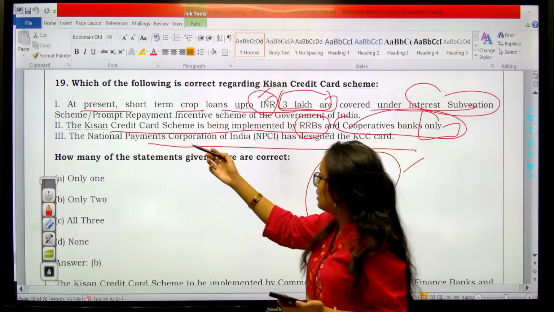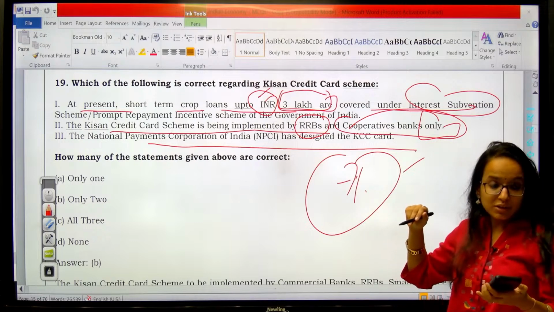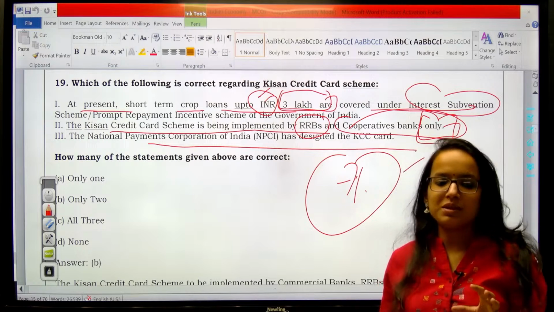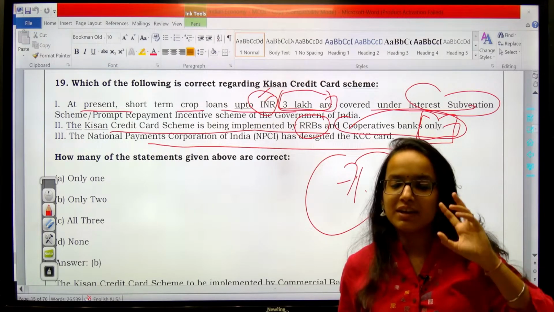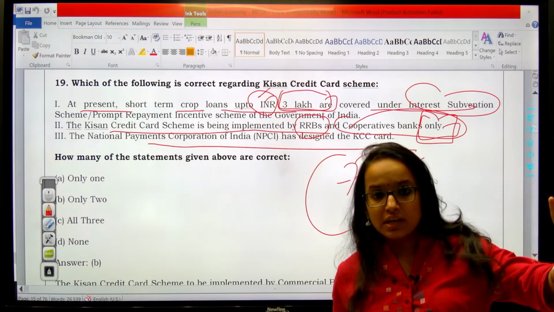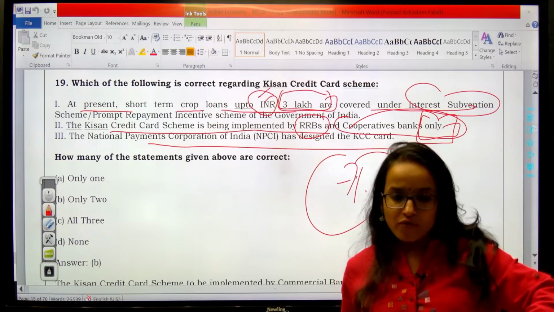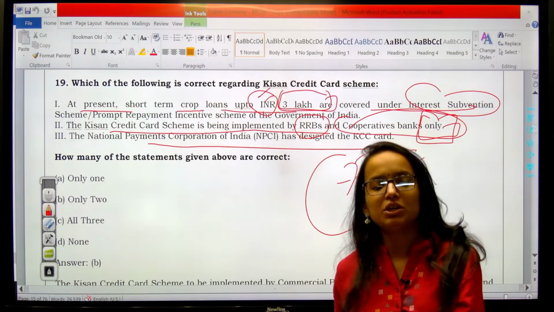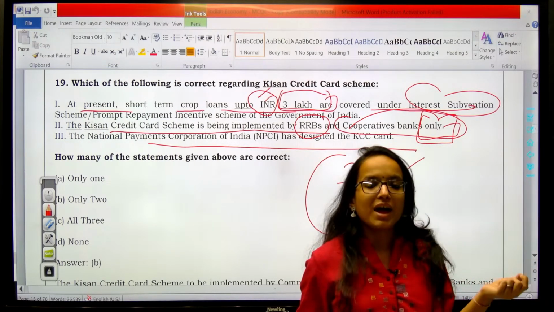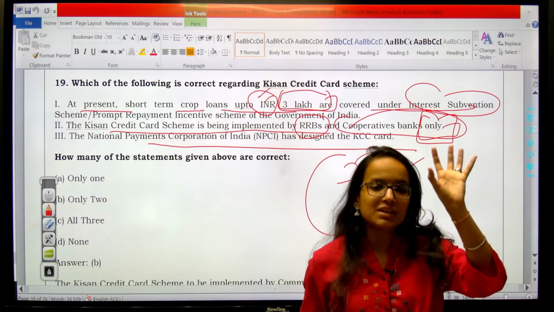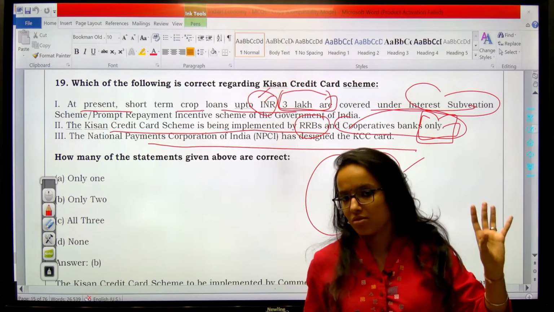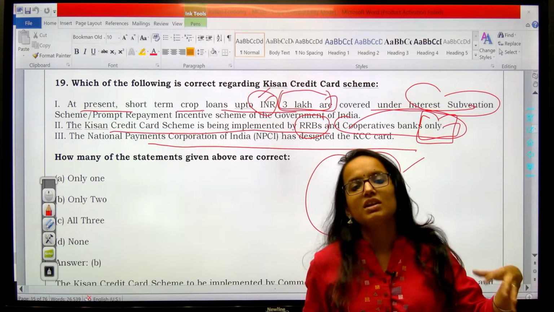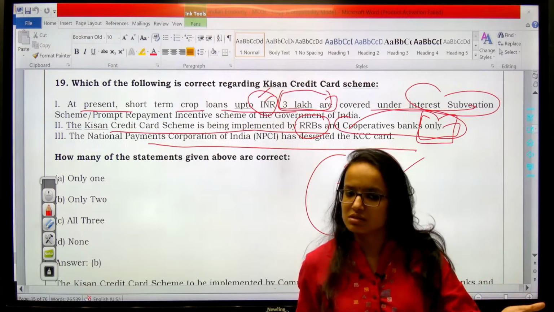Now second, it is implemented by RRBs and cooperative banks only? No. See this only. If you are appearing in UPSC prelims, you have to have an eye on extreme words. Only, nothing, no one. These are extreme words, okay? So generally they reduce the possibility of the statement being correct. So you have to give it your thought wherever these extreme words are written. Generally they are wrong. Generally I am saying. Sometimes it is a true statement as well. But generally they are wrong. You can bet upon it. Okay, you can take the risk, right?